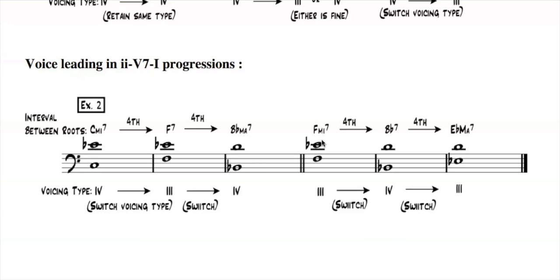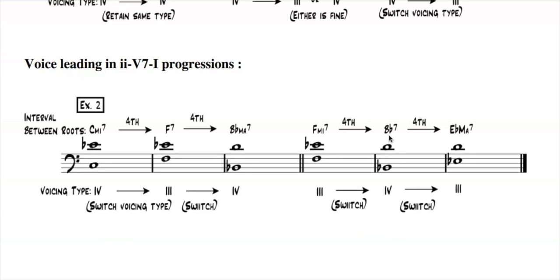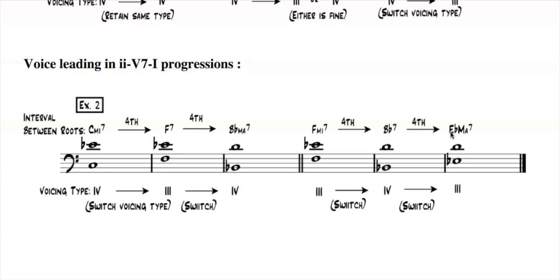Here in the second example, we're starting on a type 3 chord, an F minor 7. We switch to a B flat 7 chord, which is a type 4, and then when we resolve to the 1 chord, we switch back to a type 3 and the E flat major 7. So this basically sums up our voice leading principles.